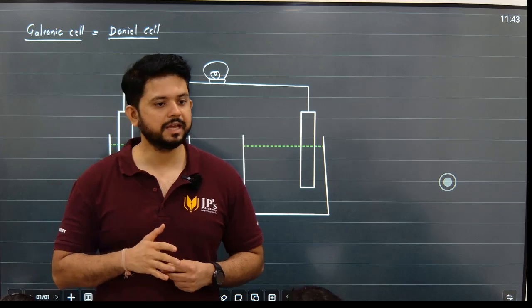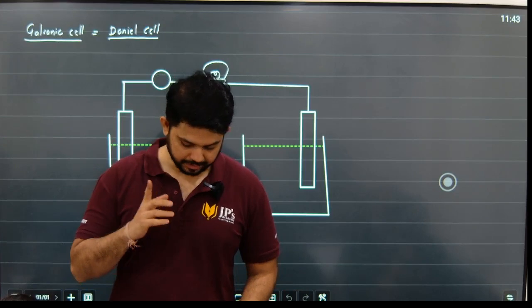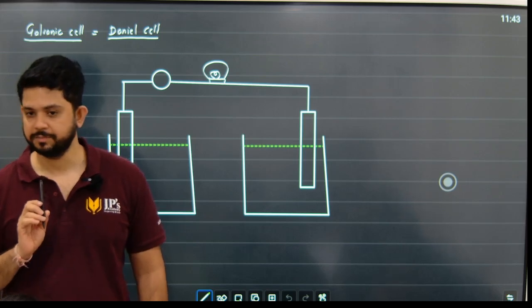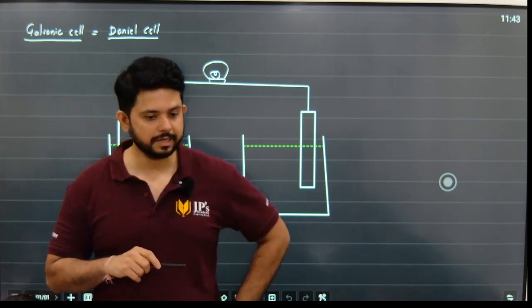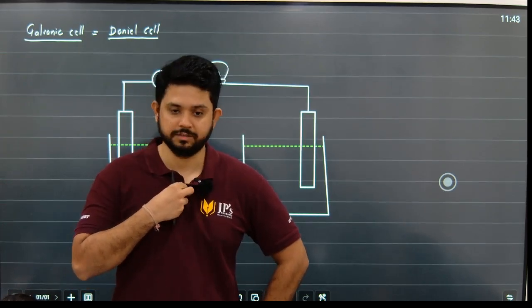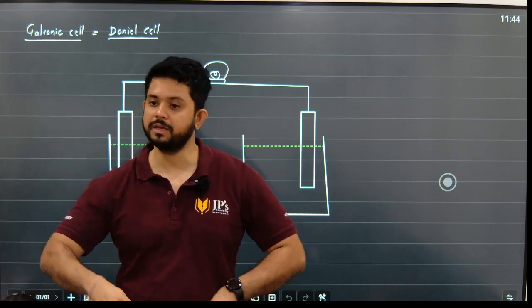Now what exactly is a galvanic cell? A galvanic cell converts chemical energy to electrical energy. And the second type of cell is called an electrolytic cell, which you people have done in 10th standard, which converts electrical energy to chemical energy.